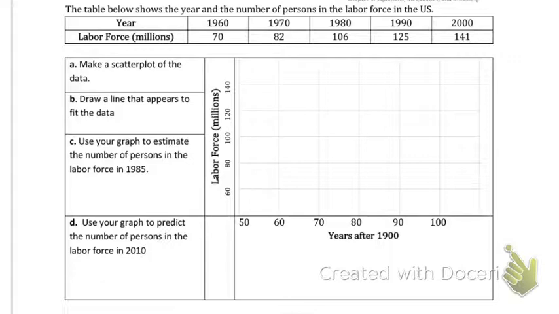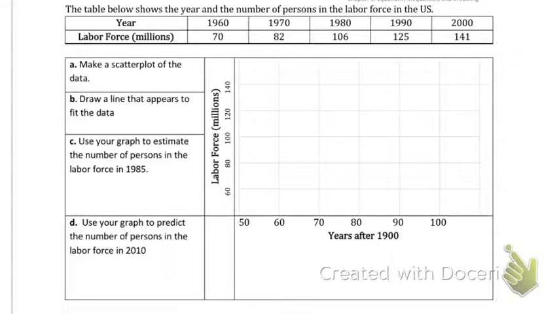It is, the table below shows the year and the number of persons in the labor force in the U.S. So they give us 1960, 1970, 1980, 1990, and 2000. Rather than writing 1990, 1970 all over the place, I just lopped off the 19 and just said we're going to go 50, 60, 70, 80, 90. Well, that means this must be 100 to get me to that 2000. Because this is supposed to be 1900 plus 50, 1900 plus 60, 1900 plus 70, 1900 plus 80, and finally 1900 plus 100, which would give us 2000. And that's what we're going to use in our calculator also.